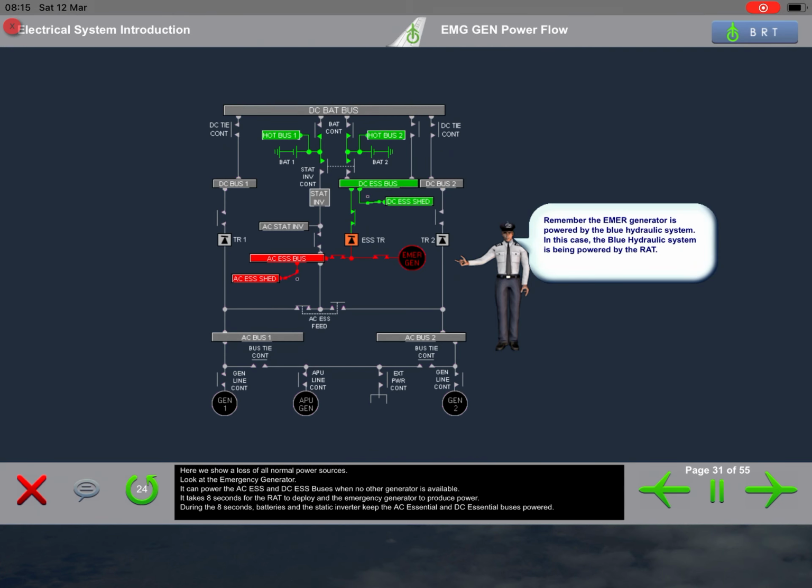Here we show a loss of all normal power sources. Look at the emergency generator. It can power the AC Essential and DC Essential buses when no other generator is available. It takes 8 seconds for the RAT to deploy and the emergency generator to produce power. During the 8 seconds, batteries and the static inverter keep the AC Essential and DC Essential buses powered.